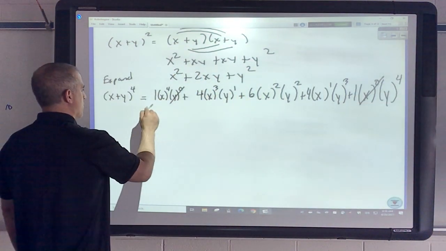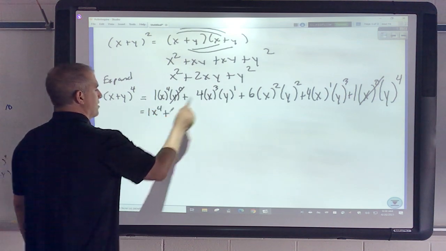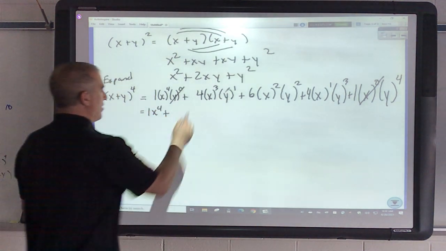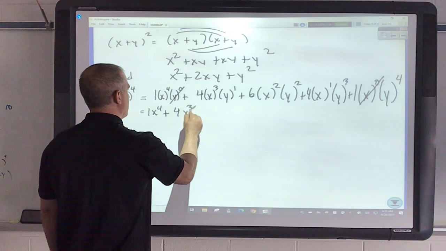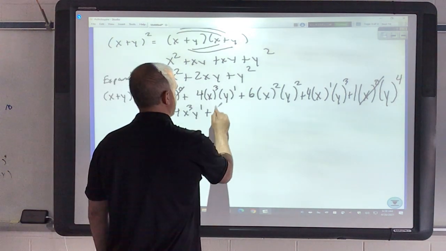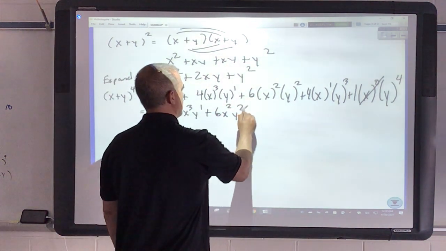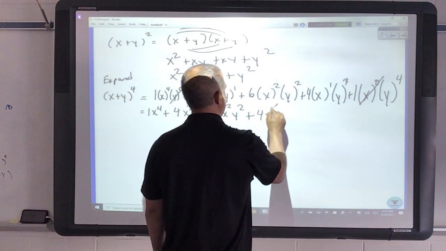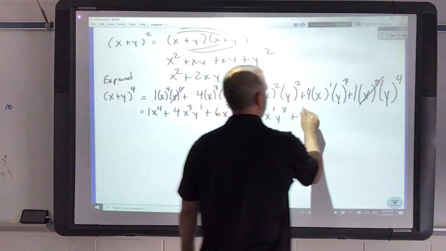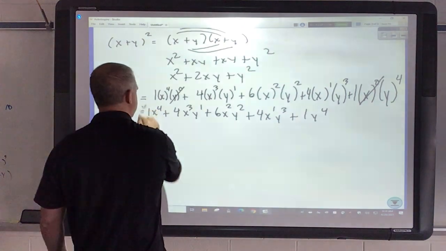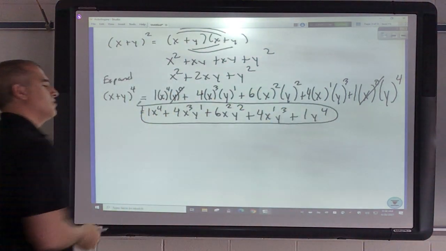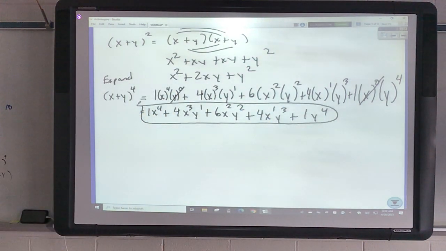So, 1x to the 4th. This will matter later when we actually do number calculations, but this will be 4x cubed y to the 1st. This would be 6x squared y squared. This would be 4x1 y cubed. And this would be 1 y to the 4th. So I just expanded that using those two principles that we were just talking about. Let me do one more with you.